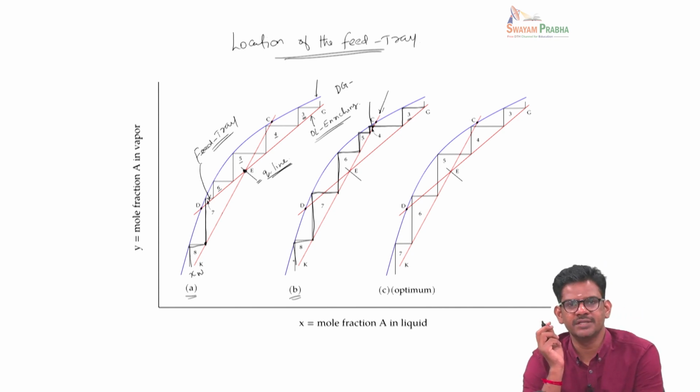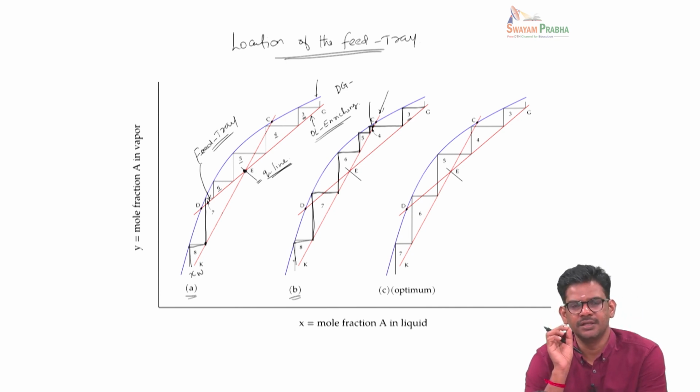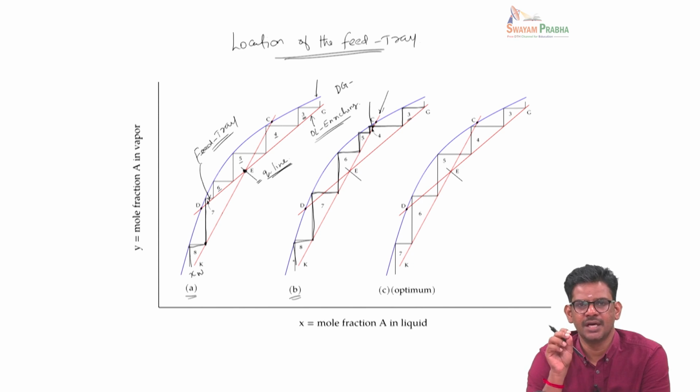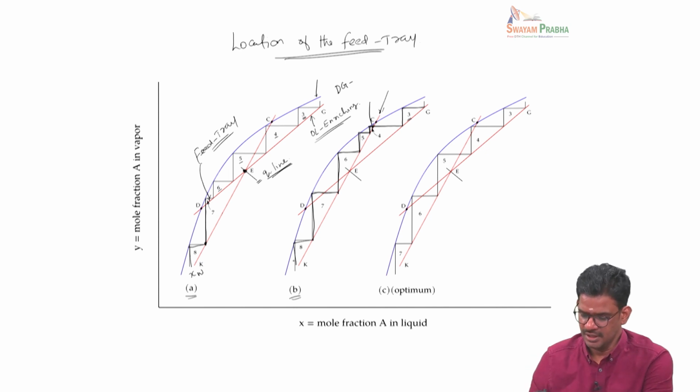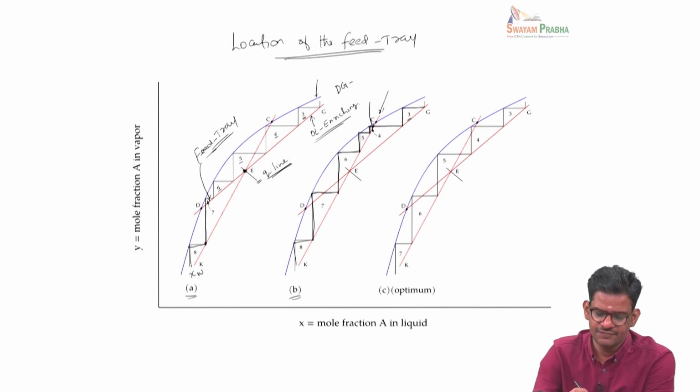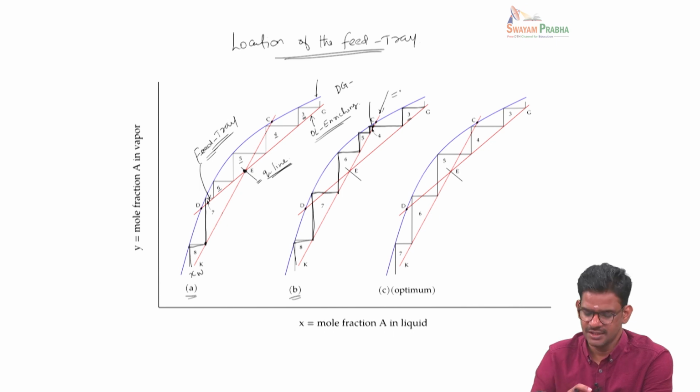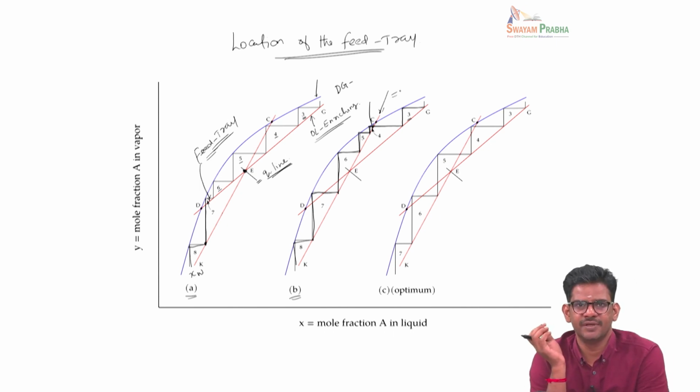Okay, so that means the feed location will demarcate the transition from enriching to exhausting operating line. And then you can see that depending upon whether we introduce the feed in the seventh tray or fourth tray here, the number of stages will be different.